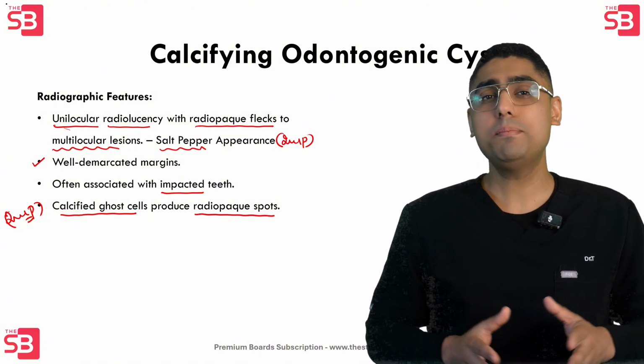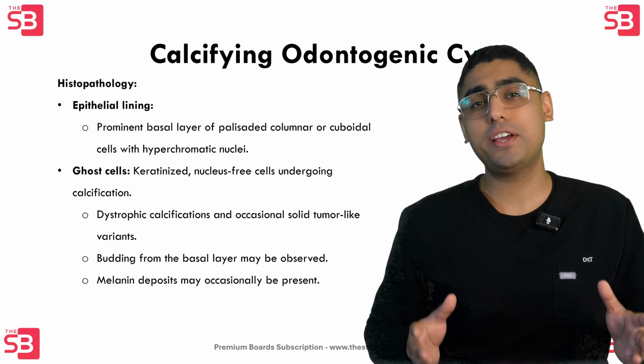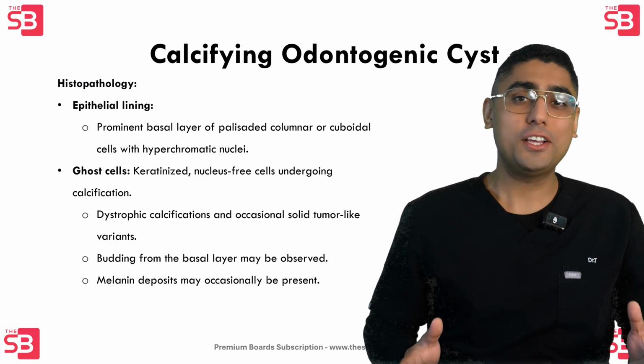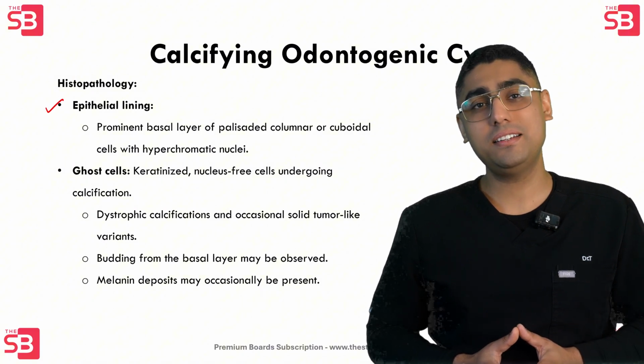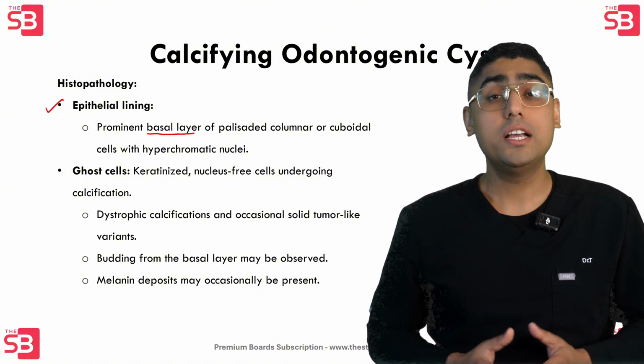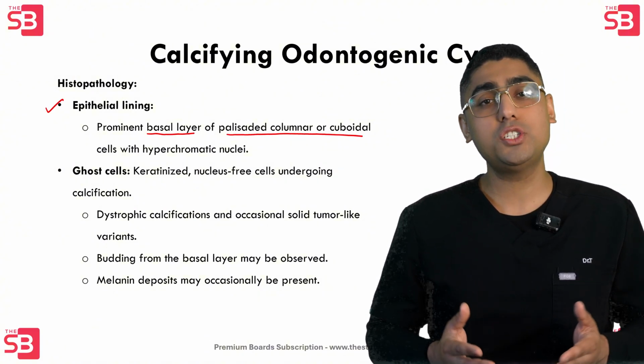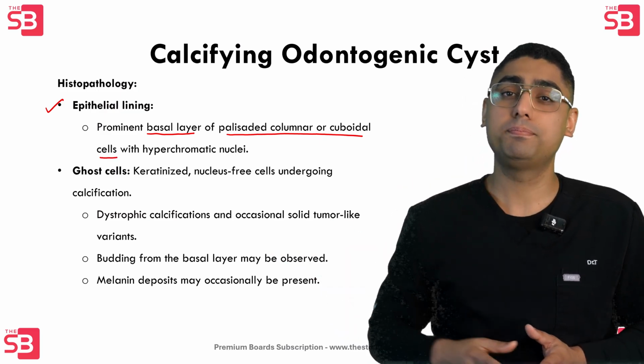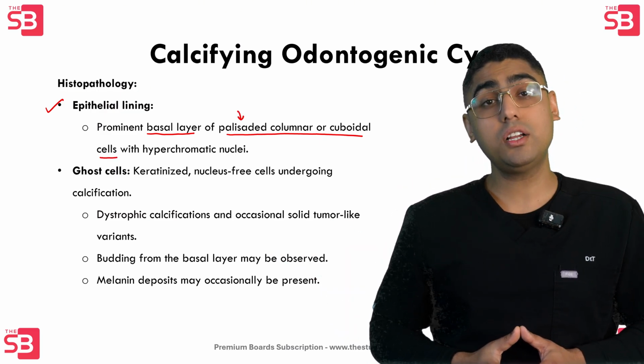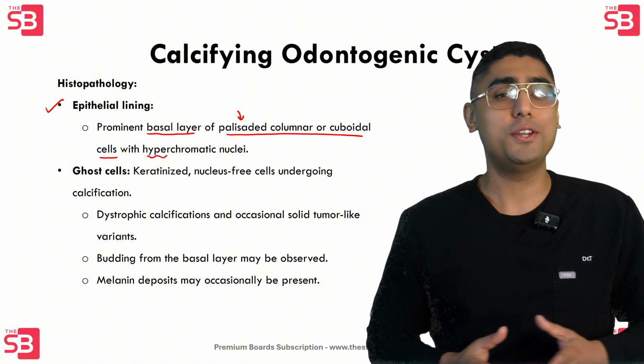Now let's talk a little bit about the histopathology of calcifying odontogenic cyst. So the lining of this cyst has a basal layer that is made up of columnar or cuboidal cells which are arranged in a palisaded pattern. And these cells have dark, or you can say hyperchromatic, nuclei.